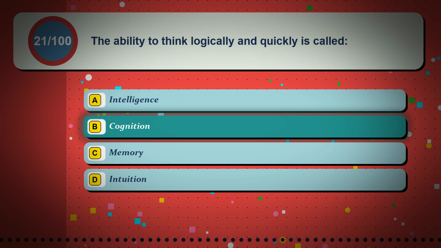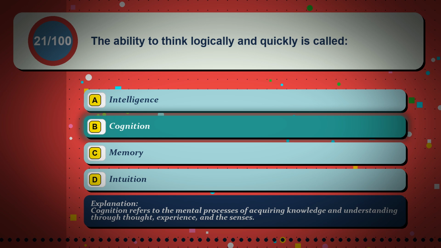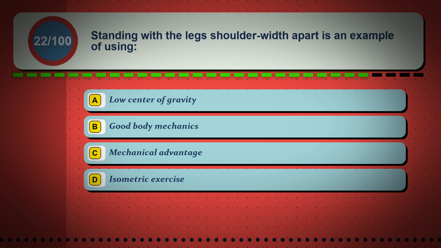The correct answer is option B, cognition. Cognition refers to the mental processes of acquiring knowledge and understanding through thought, experience, and the senses. Question 22. Standing with the legs shoulder width apart is an example of using option A, low center of gravity.